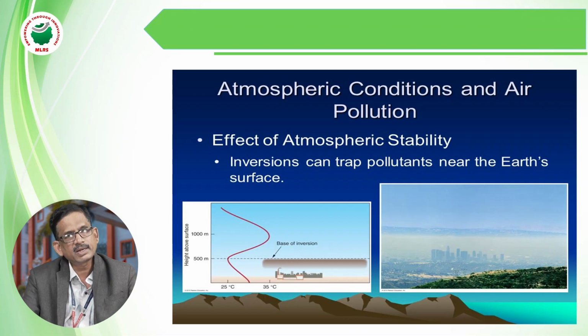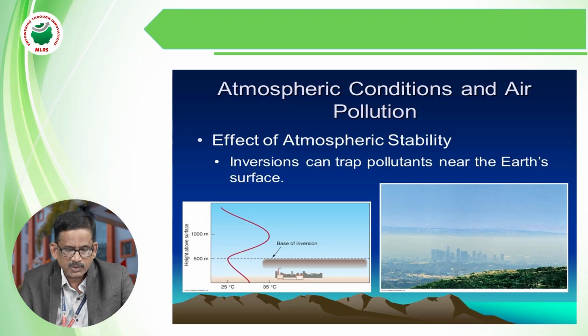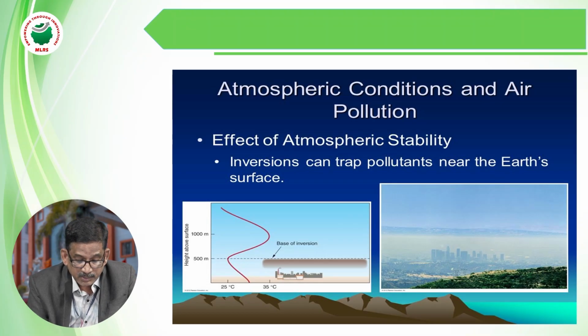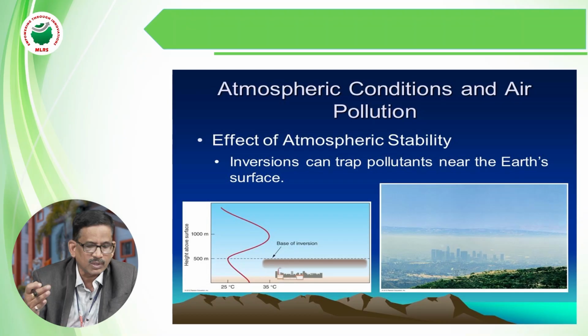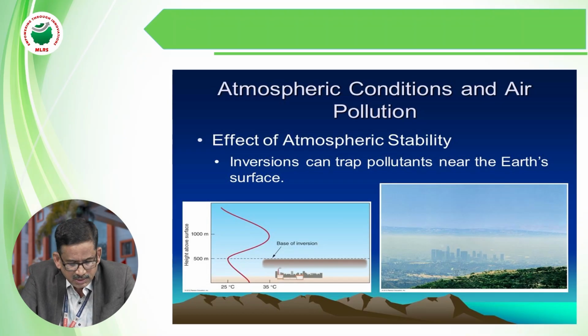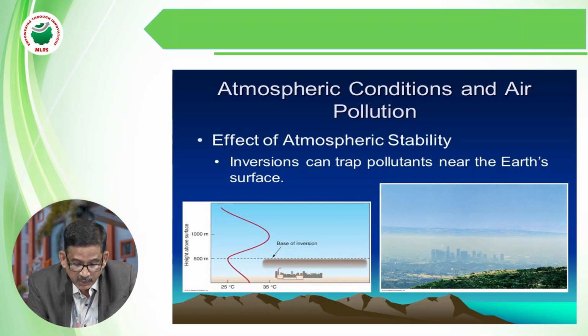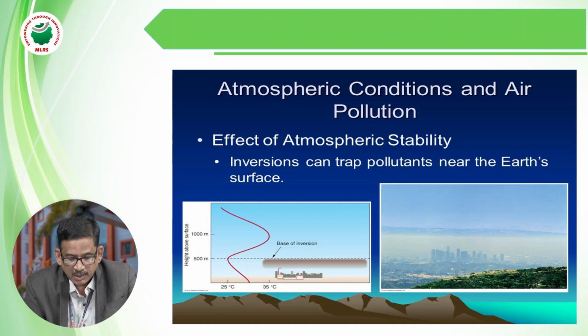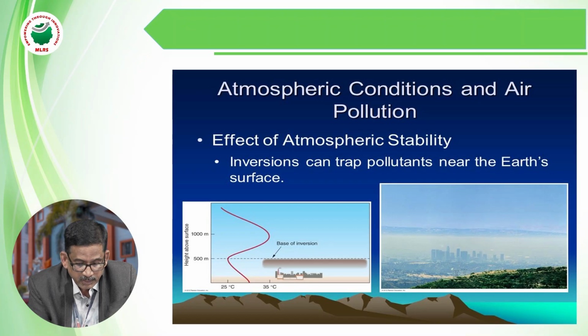Next, what are the atmospheric conditions, air pollution and effects of atmospheric stability? Inversions can trap pollutants near the Earth surface. Suppose in the first diagram you see that I have to take 25 degrees centigrade and 35 degrees centigrade. Height above the surface I am taking above the ground level. So, 500 meters, 1000 meters, I am taking the two parameters. The curve will go from 25 to 35 and it will reach more than 1000 meters.